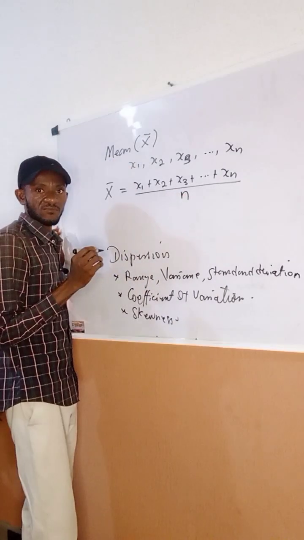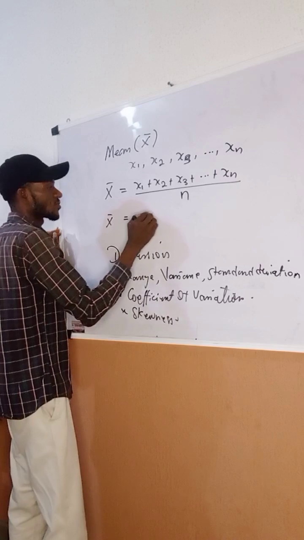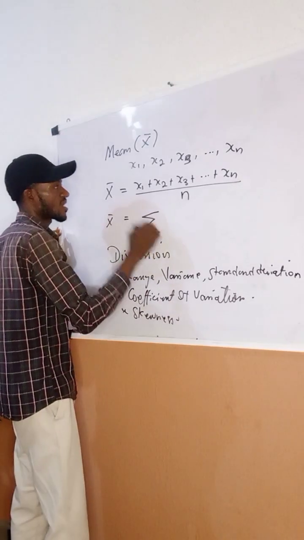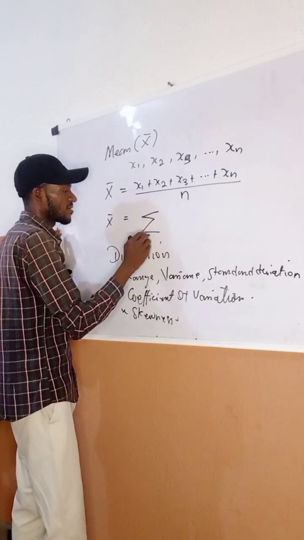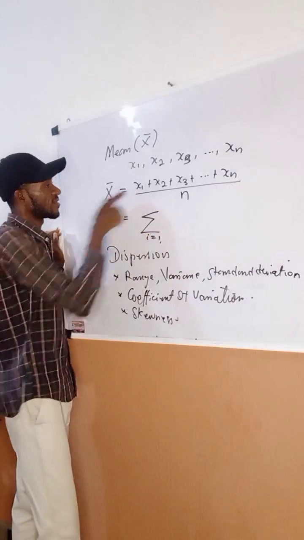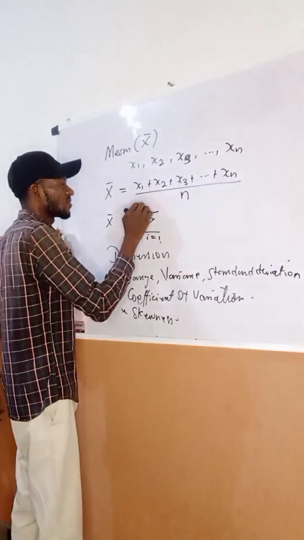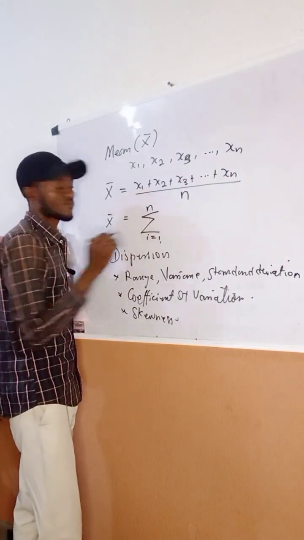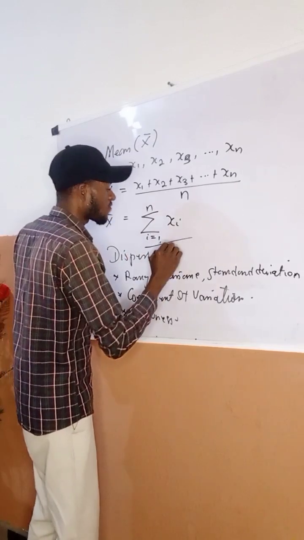Of course, this can be written as X bar equals the summation, where i begins from 1. This is 1, this is 2, this is 3, and ends at n. So I have the summation from i equals 1 to n of Xi, all over n.